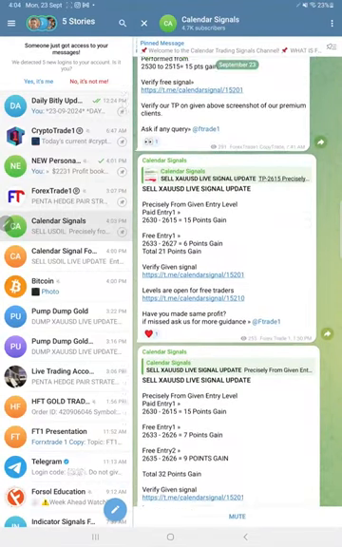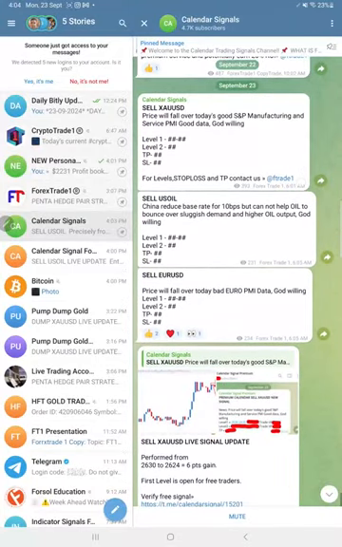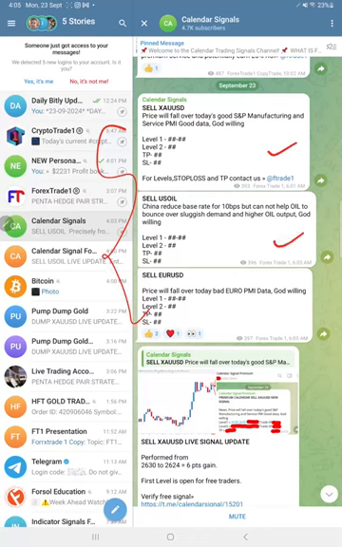Here is the performance for today's calendar signals. Today's date is 23rd of September, and today we give these three signals. All sell signals we give today: sell gold, sell oil, and sell EURUSD.